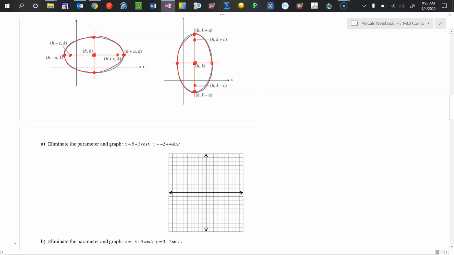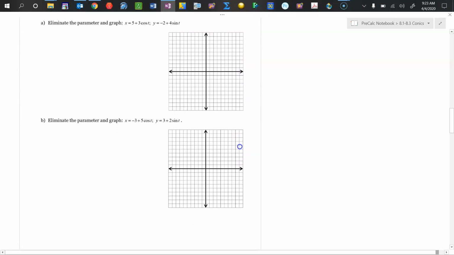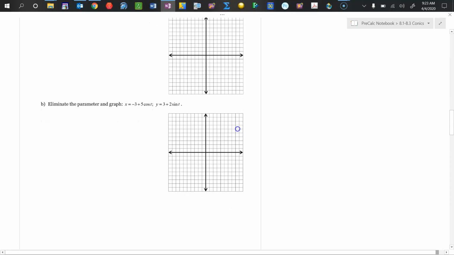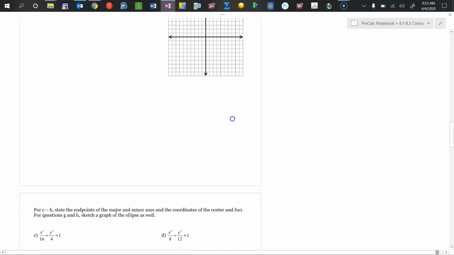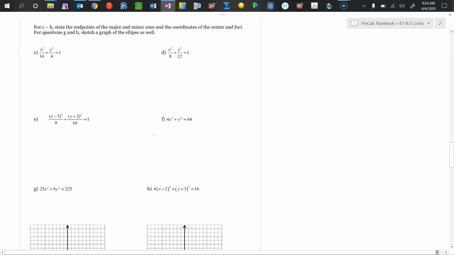You will see in the notes there are some references to problems like A and B, where it's eliminating the parameter. Again, in a normal class we would do those, but because of the remote learning, we're going to skip those. So we're going to start right here with letters C through H. So letter C, for example, you can see that that is the equation of an ellipse in standard form.